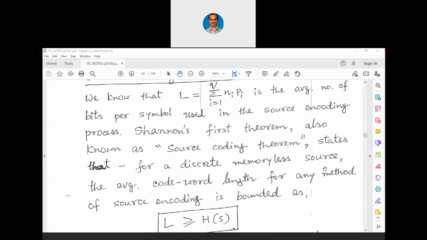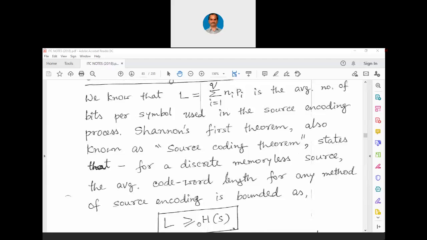Memoryless source means symbols are statistically independent, and discrete means symbols are emitted one after the other and not continuously. For such a source, Shannon's first theorem says the average number of bits per symbol used in the source encoding process is always greater than or equal to the entropy of the source, which simply means entropy is the minimum value for L. L can be greater than entropy.